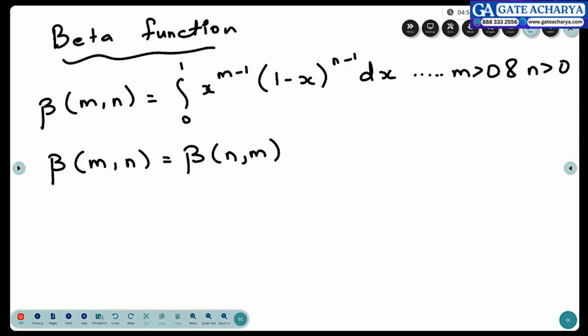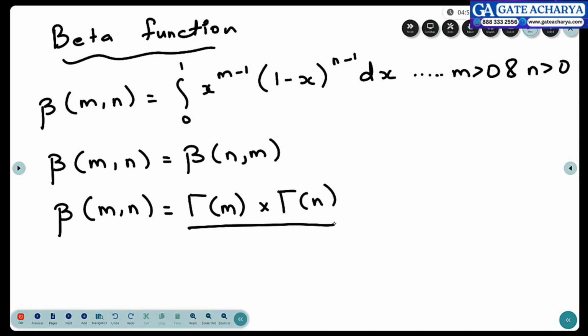Please listen. Next thing, beta function and gamma function are related. Please note that down. Beta m comma n is gamma function m multiplied by gamma function n divided by gamma function m plus n.